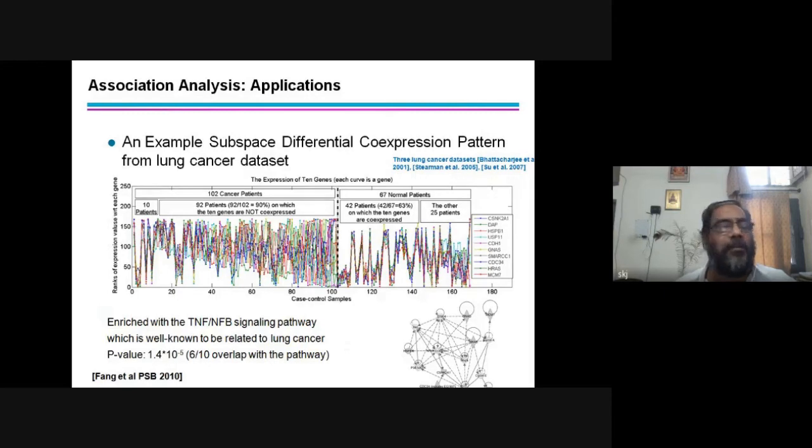So this is another example. This is for patients of cancer. So cancer patient data has been studied here, and genes of the cancer patient have been studied. So here it is on 102 cancer patients, and out of that 67 normal patients, some kind of normal or abnormal. So based on this study, some kind of knowledge can be extracted. Example of subspace differential co-expression pattern from lung cancer dataset. So detail we cannot discuss here. So this is just one example in medical science.